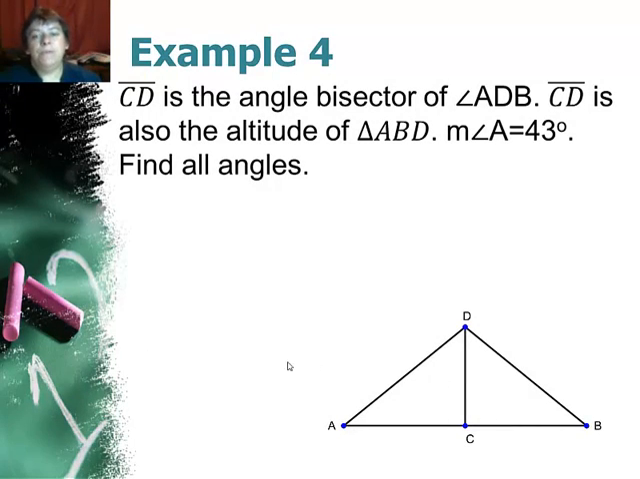So in example 4, I know that CD is the angle bisector of ADB, and I also mixed it up a little bit and said it's also the altitude of ADB. Well, the altitude, and then they tell me the measure of angle A is 43.